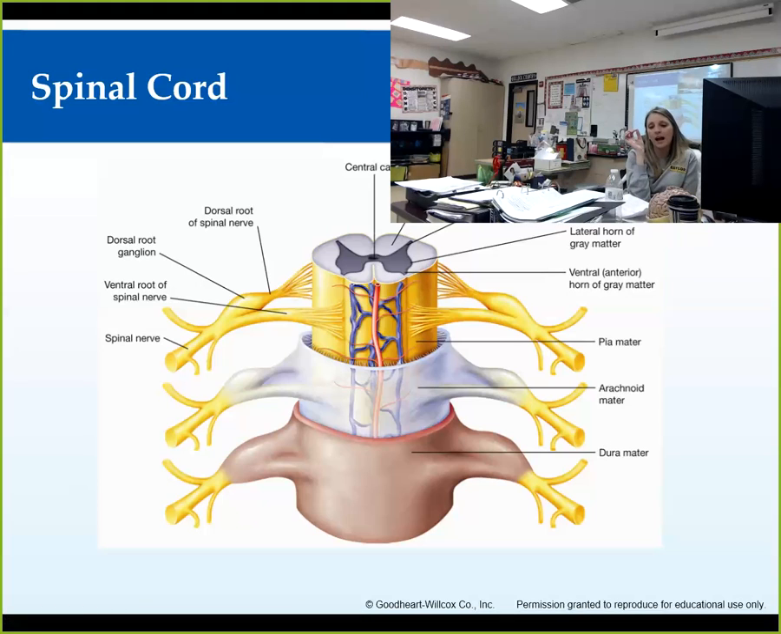Oh, one more thing to add to your notes. Cerebrospinal fluid is formed by what's called the choroid plexus. C-H-O-R-O-I-D, plexus, P-L-E-X-U-S. That's a part of the brain that forms cerebrospinal fluid, or CSF. You hear me say CSF, that's what I'm talking about, cerebrospinal fluid.